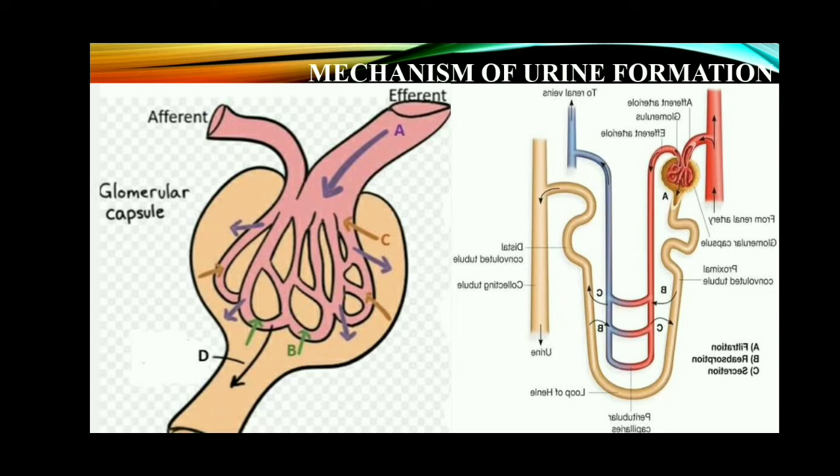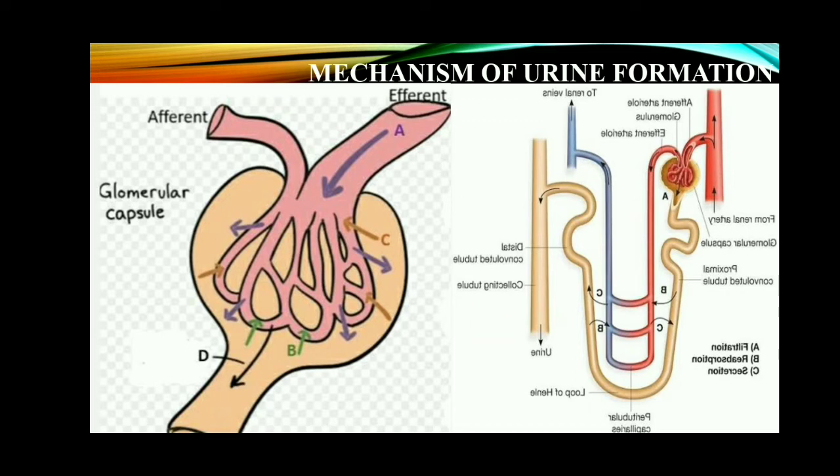Then the second stage is tubular reabsorption. When the glomerular filtrate passes through the proximal convoluted tubule, the essential substances such as glucose, amino acids, vitamins, sodium, potassium, bicarbonates and water are reabsorbed into the blood by the process of reabsorption. So, the tubular reabsorption takes place in this proximal convoluted tubule, when the glomerular filtrate passes through it. These essential substances are reabsorbed into the blood.